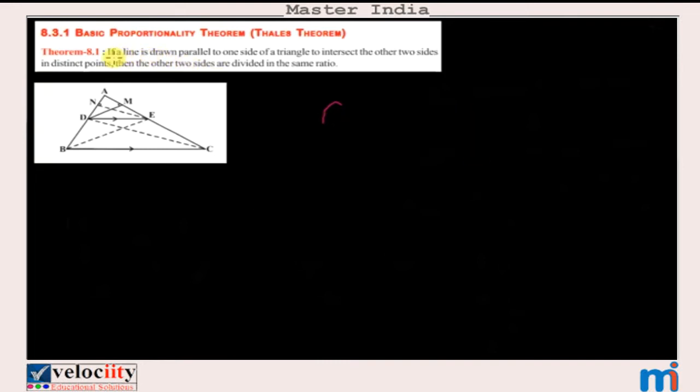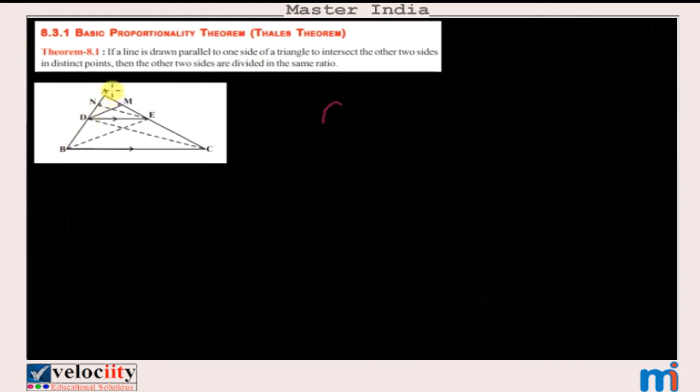The basic proportionality theorem says if you have drawn a line parallel to one side of a triangle, so this is my triangle ABC, and I have drawn a line DE parallel to the side BC, to intersect the other two sides in distinct points, and distinct means different. So this line DE is intersecting AB and AC, the other two sides, in two different points D and E. Then the sides are divided in the same ratio.